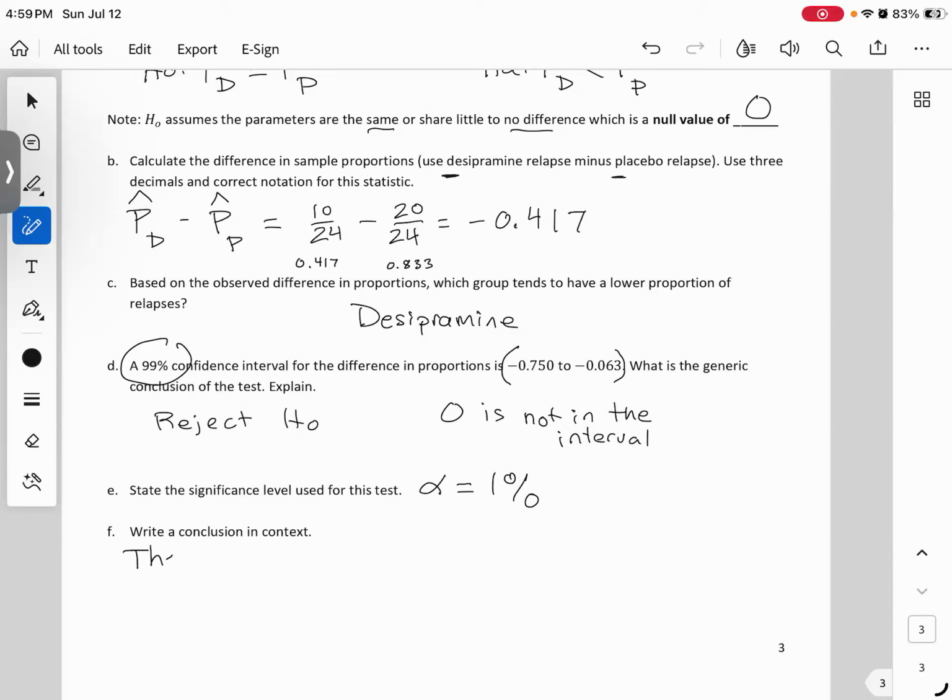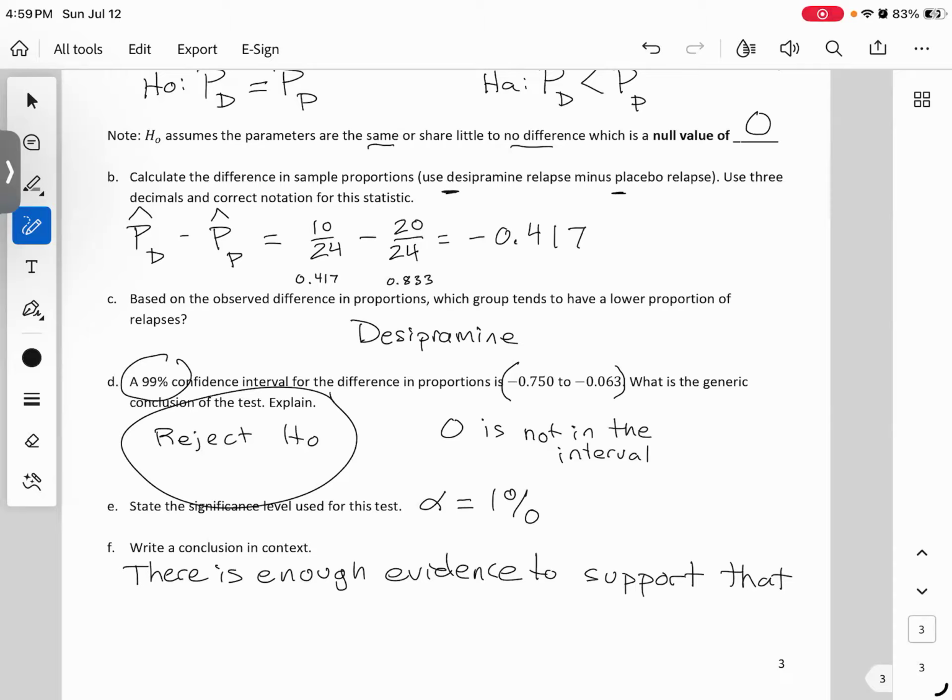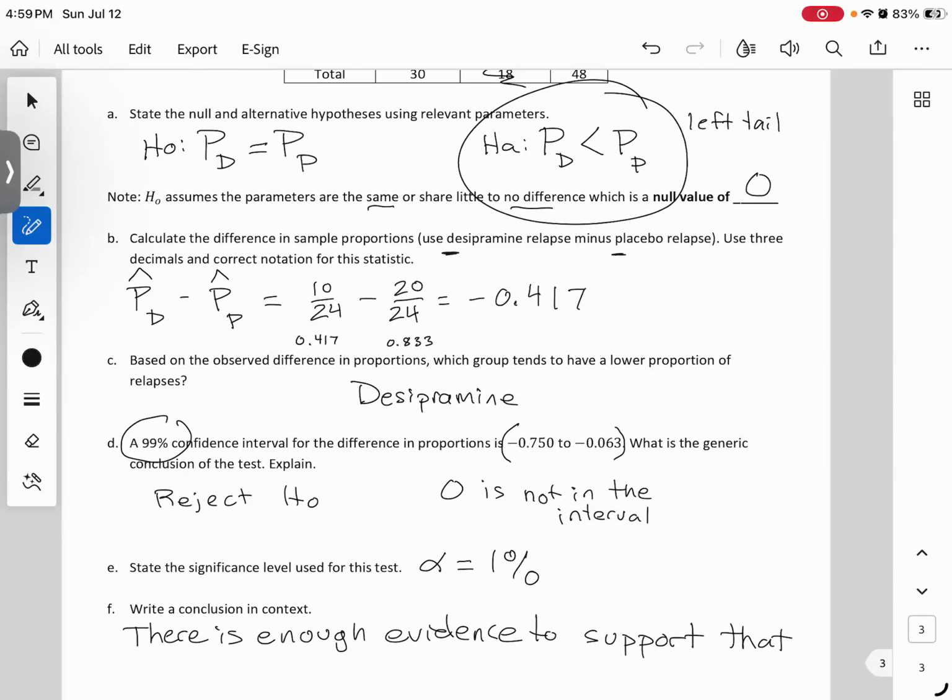And we would say that there is enough evidence to support. Now, this is your conclusion in context. So this is your generic conclusion or formal generic conclusion. And then now we want to say there's enough evidence for that. And I just circled it up there, that the proportion that relapse with the new drug is less than the proportion of those who don't use it.